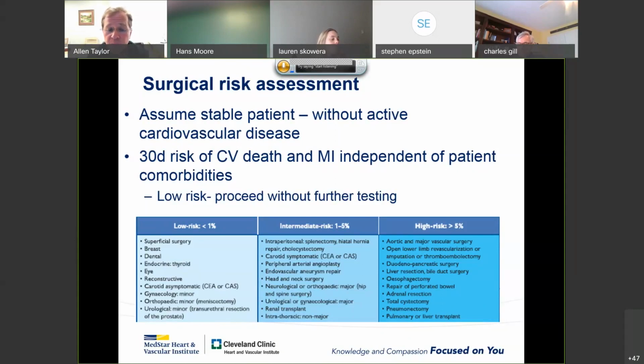A few principles, and one of which is that low-risk surgery should proceed without further testing. A snip from the European Society guidelines defining what's viewed to be low-risk surgeries there on the far left, below 1%. Like superficial surgeries, breast exams, dental, ocular surgeries, asymptomatic carotid surgeries, and minor urologic and orthopedic procedures.